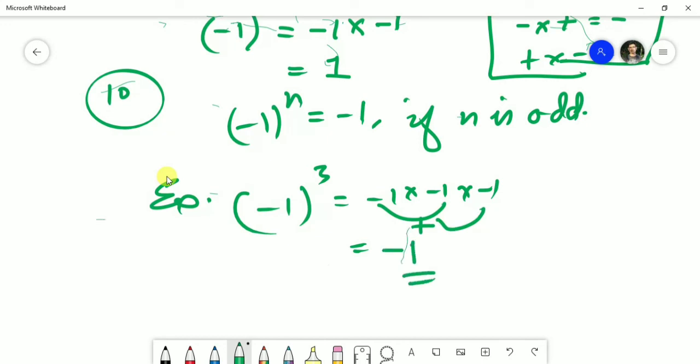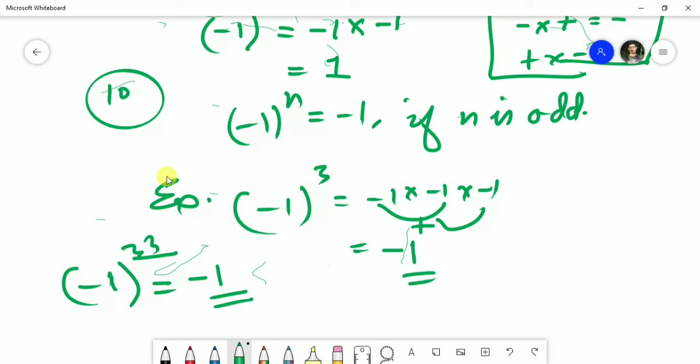So remember, if there is minus 1 raised to the power maybe 33, we can't multiply minus 1 that many times, it will take too much of your time. So we can just know that this is an odd number because it ends with 3. In the 2 table, you see 3 never comes, isn't it? So this is an odd number, and then your answer is always minus 1. So these are your laws.